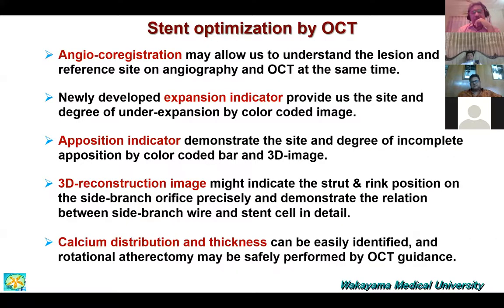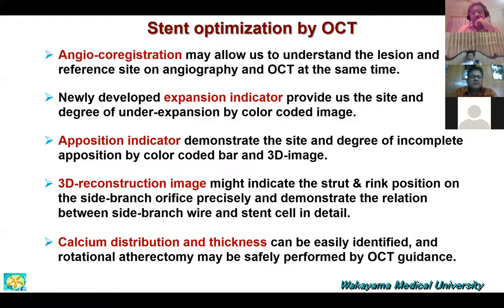So this is my summary today for the younger generation. If you use OCT, angio co-registration may allow us to understand the lesion and the reference site on angiography and OCT at the same time. A newly developed expansion indicator provides the site and degree of under-expansion by color-coded image. And the apposition indicator demonstrates the site and degree of incomplete apposition by color-coded bar image and 3D image.